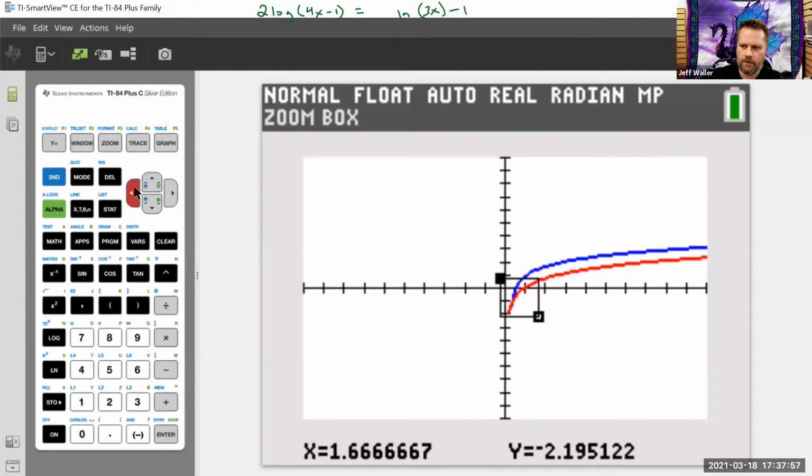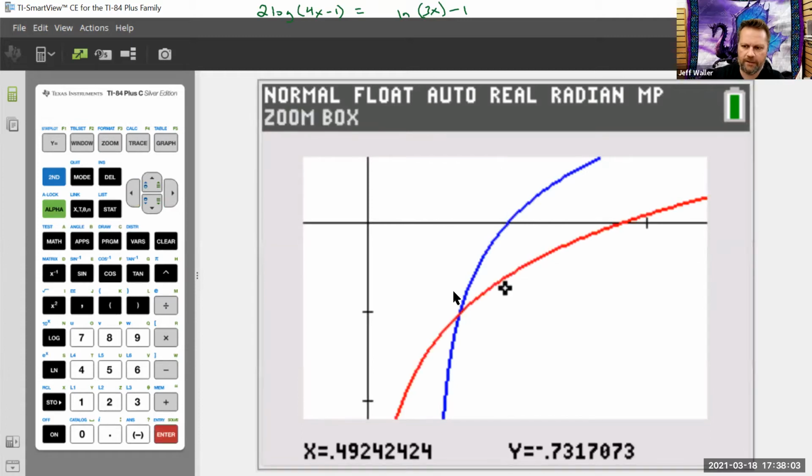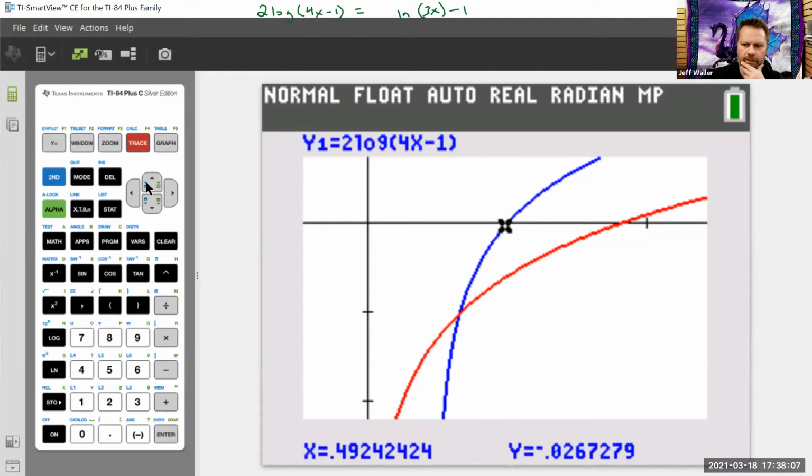All right, so now if I hit enter, I'm just going to zoom in on that. And look at that. Look how beautiful that is. All right. So I could trace, but trace doesn't give me the exact answer. See how it bounces? It's somewhere in between those two. So how do I get the answer?